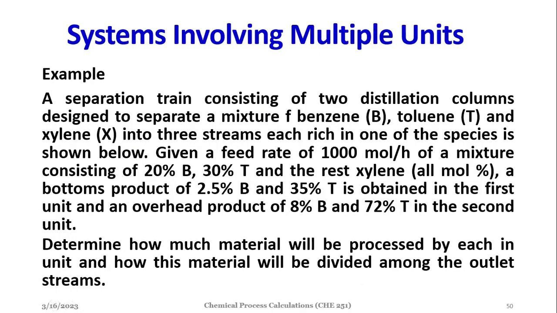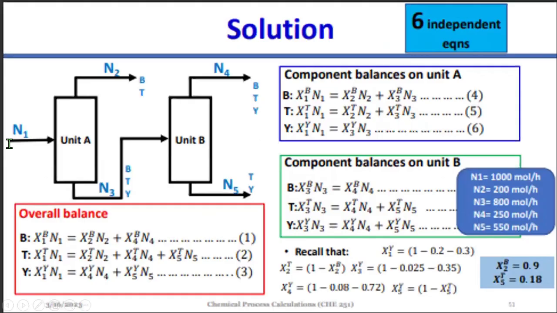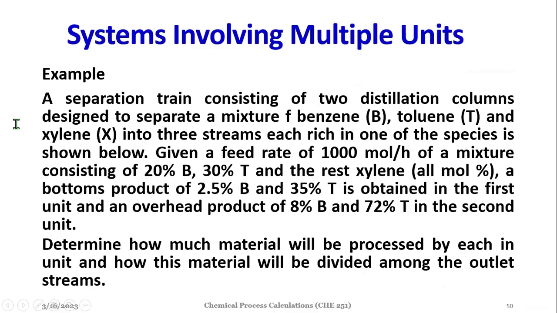We want the 3 streams to be rich in one particular component. Okay. So given a feed rate of 1000 moles per hour of a mixture, that's going to be our N1. That's the feed, 1000 moles per hour. And the composition, we have 20% of benzene in that stream, 30% of toluene, and the rest, so that's going to be 50% for xylene.